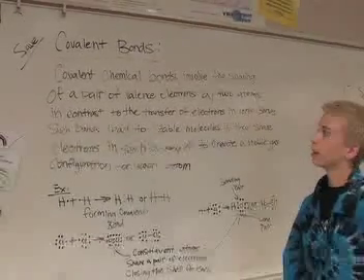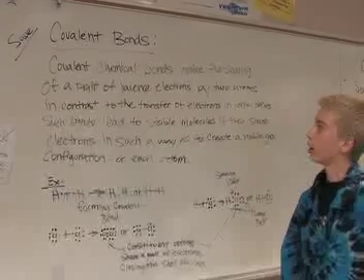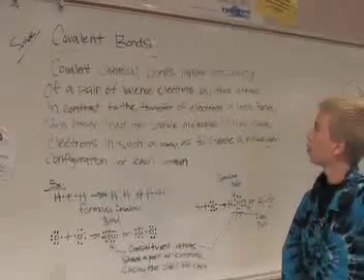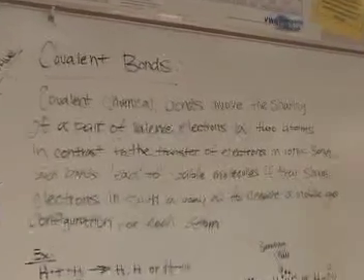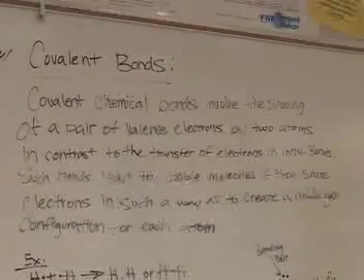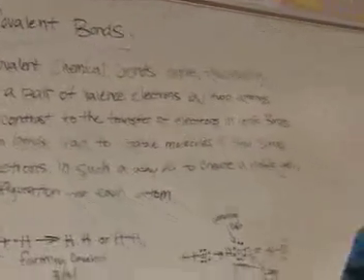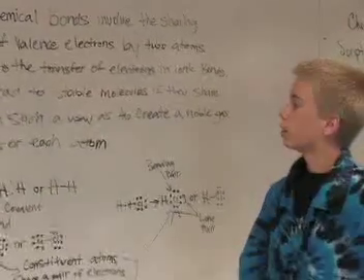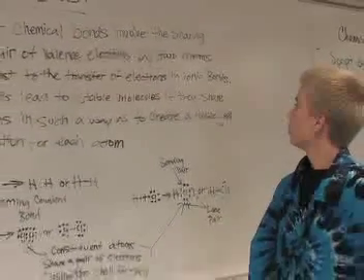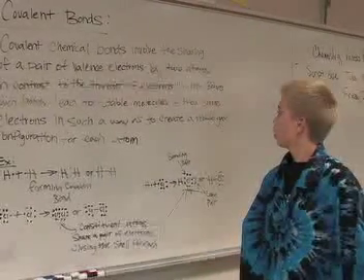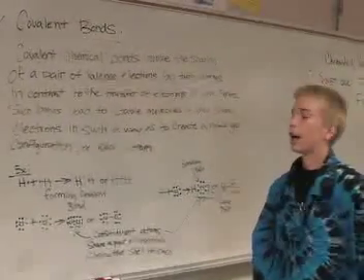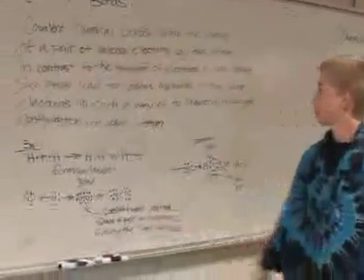Another important factor of chemical bonding is covalent bonds. Covalent bonds are chemical bonds that involve the sharing of a pair of valence electrons by two atoms, in contrast to the transfer of electrons in ionic bonds. Such bonds lead to stable molecules if they share electrons in such a way as to create a noble gas configuration for each atom. And here's a few examples.